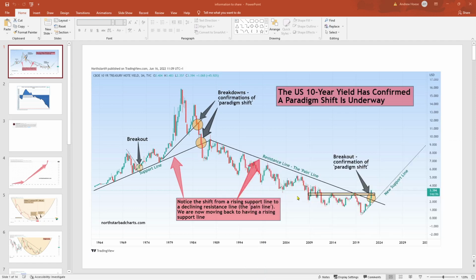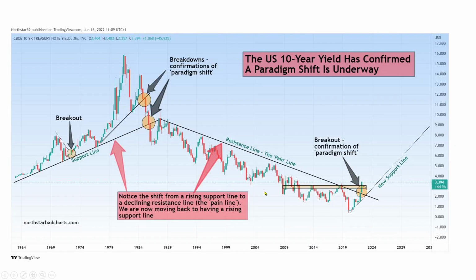So we've got some charts back here. Again, this is from NorthStarBadCharts.com, just to let you know. I got it from Twitter. And this is the 10-year yield. And what he's saying is a paradigm shift is underway.